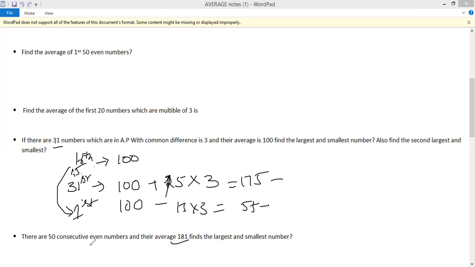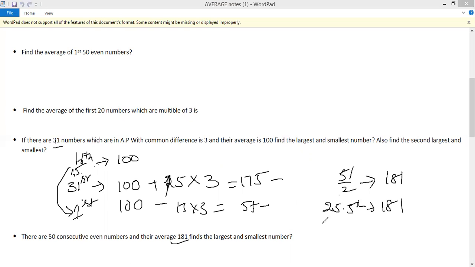Next, this question. There are 50 consecutive even numbers. Their average is 181. Okay, 50 numbers are there. The average term is (50+1) by 2, that is 25.5. The 25.5th term is 181.